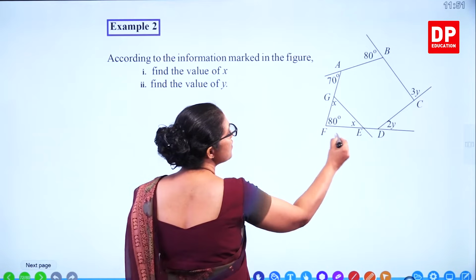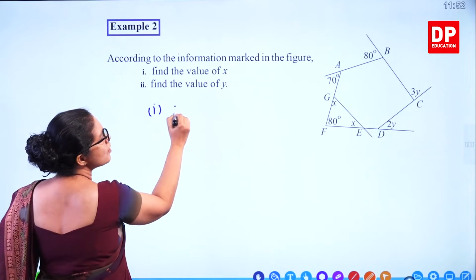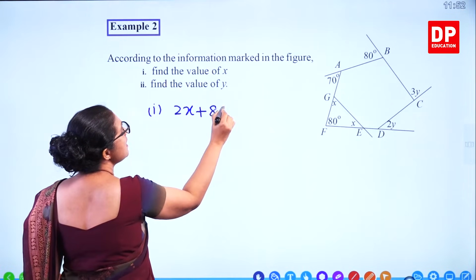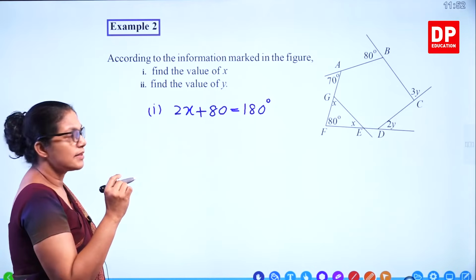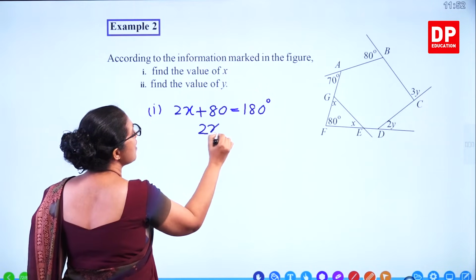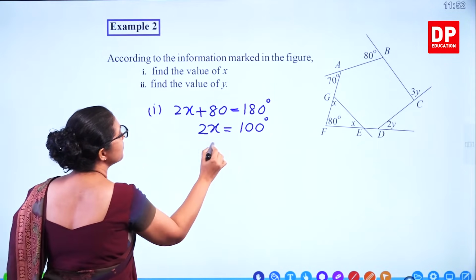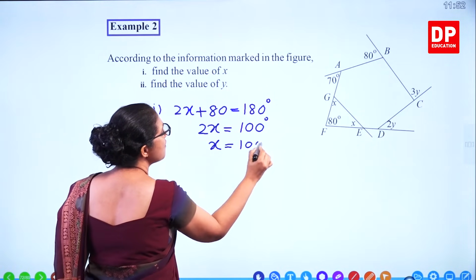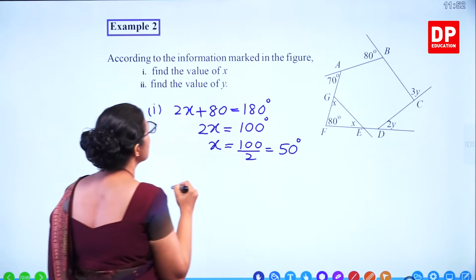Here we can use this triangle. So you can say 2x plus 80 is 180, angle sum of a triangle. So 2x becomes, subtract 80, that's 100. So x becomes 100 divided by 2, that's 50 degrees, that's x.